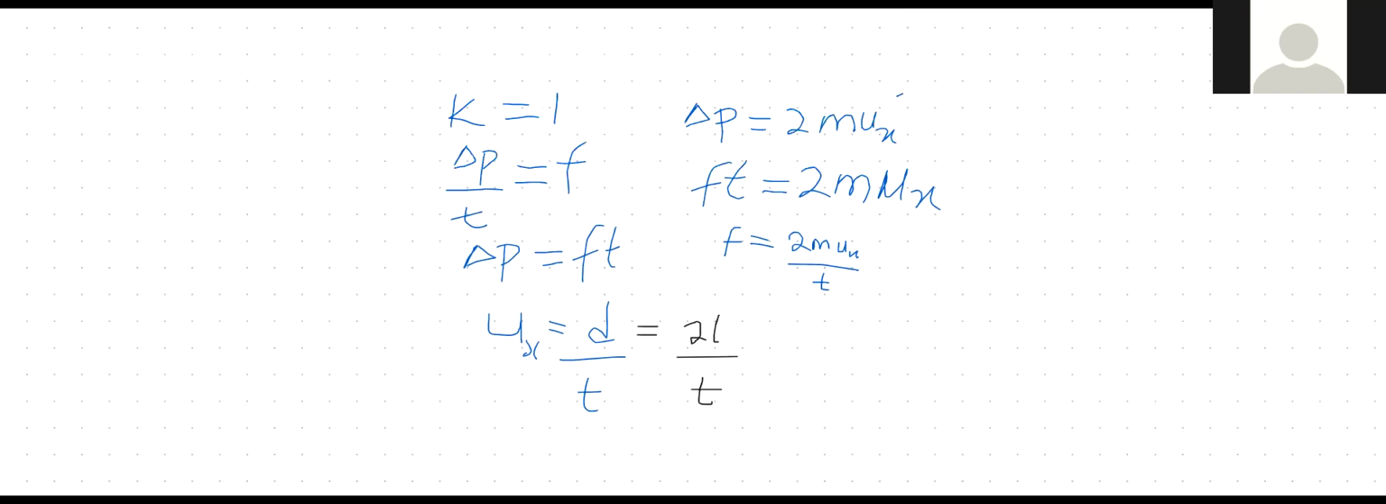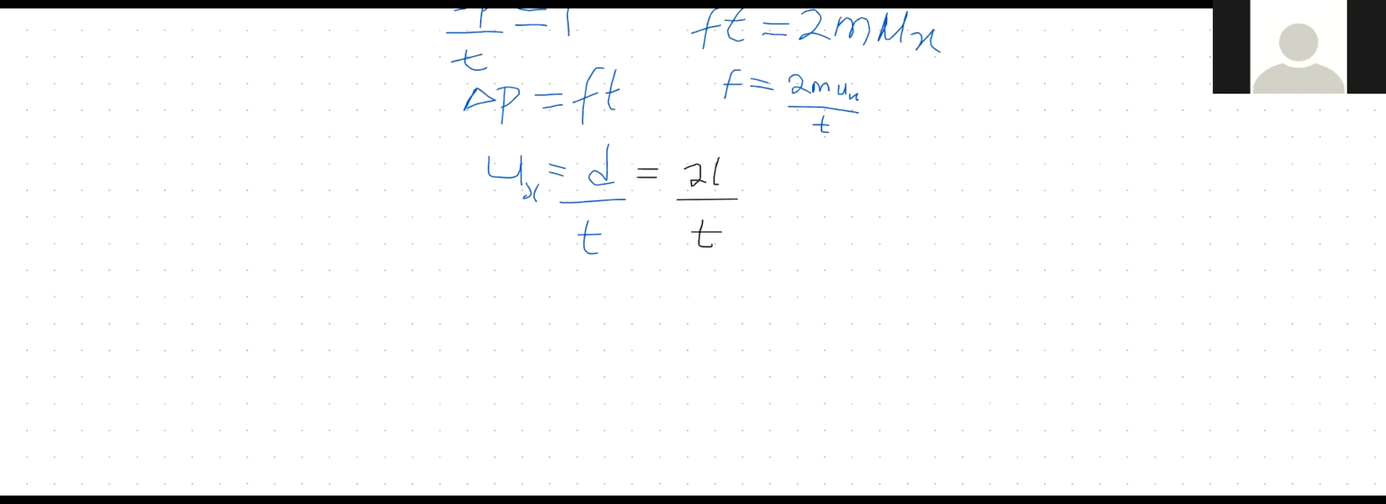So we can now make 1 over T the subject of the formula. At the end, we are going to end up with ux is equal to 2L times 1 all over T. Because if we say 1 times 2L, we have 2L over T. So we now have 1 over T as the subject of the formula.